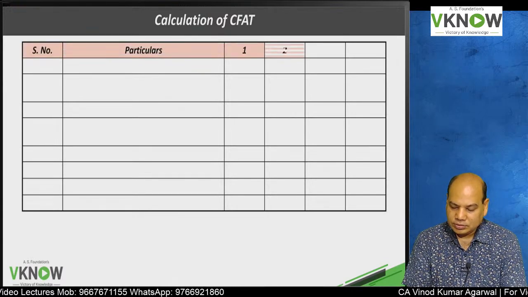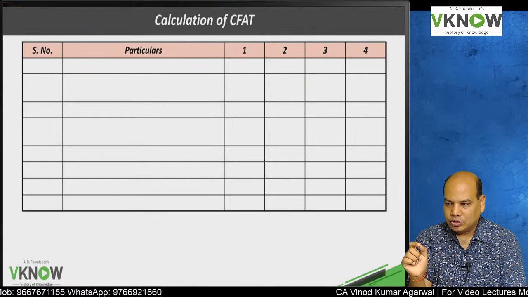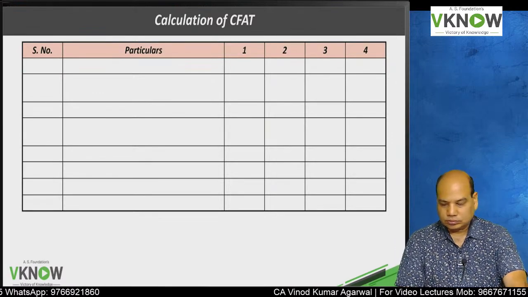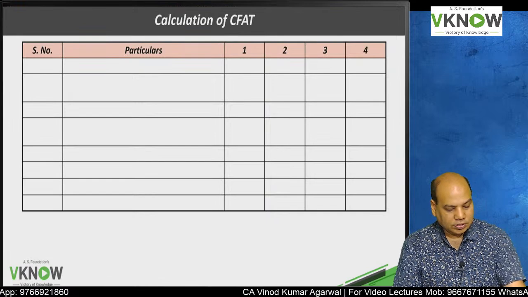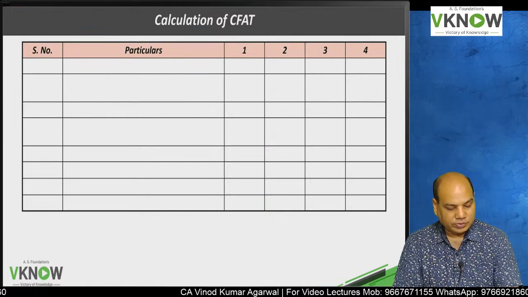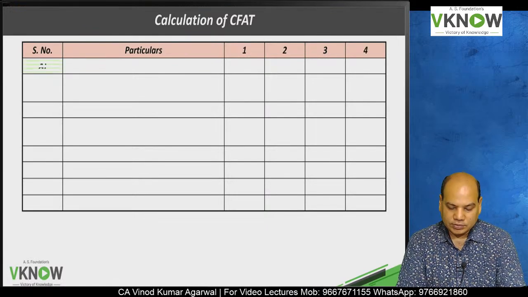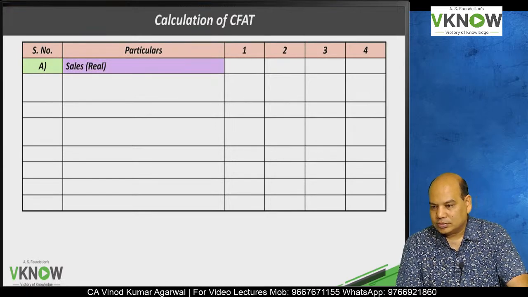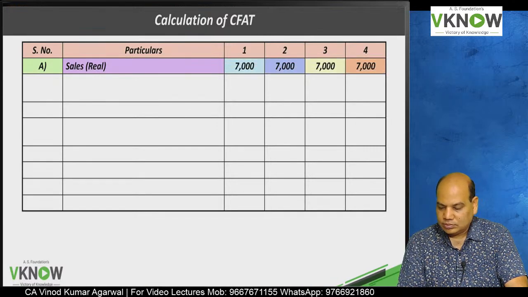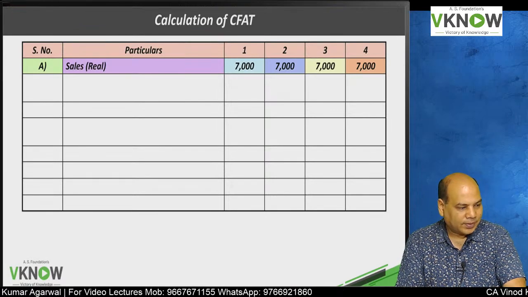How many years are there? 4 years. Draw this table: serial number, particulars, year 1, year 2, year 3, year 4. Sales are subject to 7% inflation. Cash expense are subject to 8% inflation. Depreciation is not subject to inflation. So with that knowledge, start. First write down sales in real terms. Real terms it will be same: 7,000, 7,000, 7,000, 7,000.